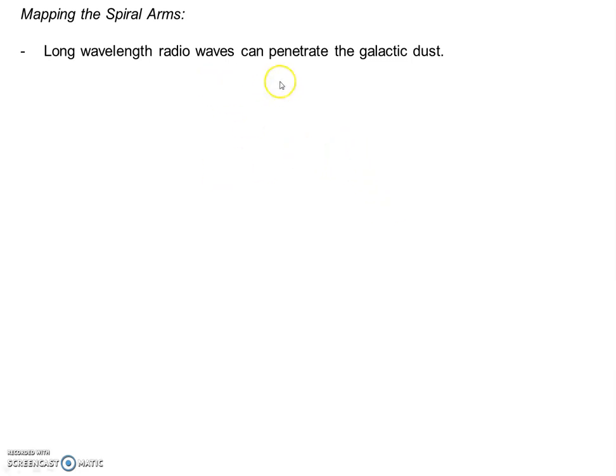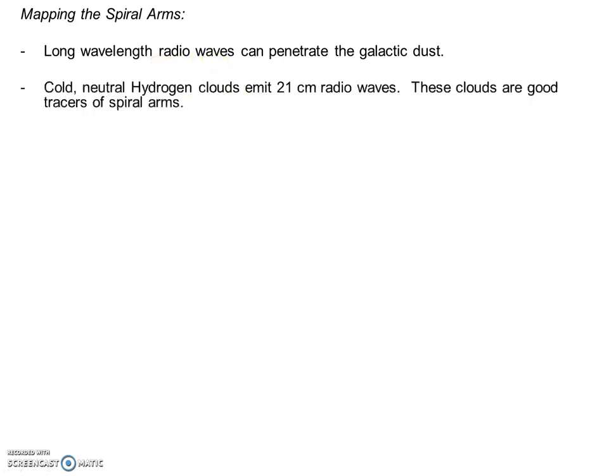Fortunately for us, besides hot bright stars, there's another really good tracer of spiral arms, and that happens to be cold neutral hydrogen clouds. Cold neutral hydrogen clouds naturally emit radio waves. This is kind of a strange thing. We're going to talk about how this happens in a minute.